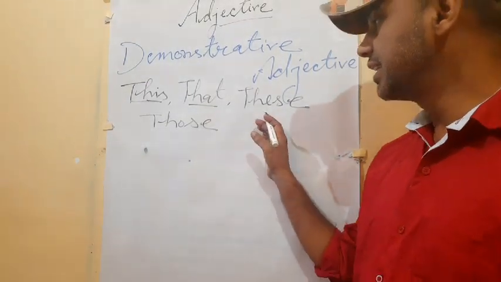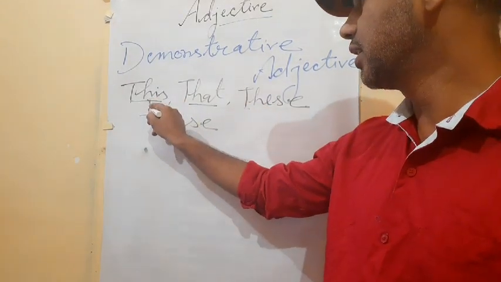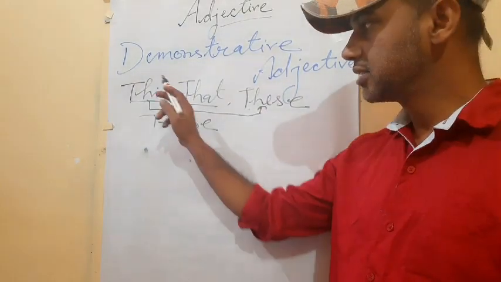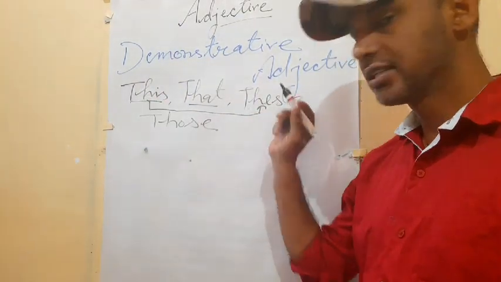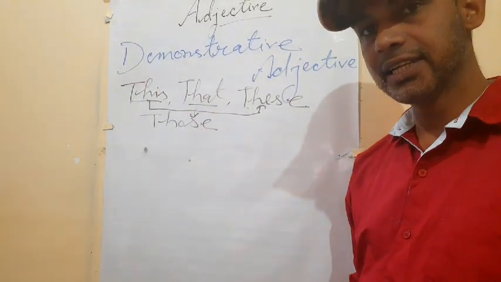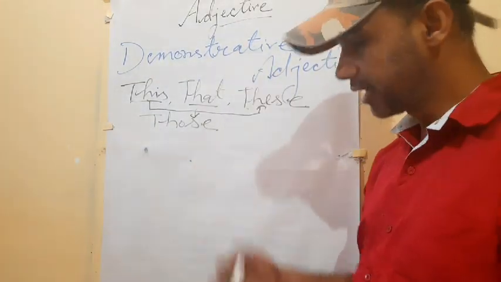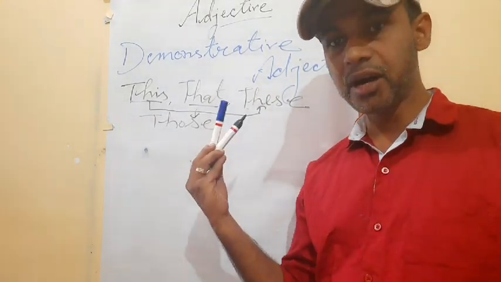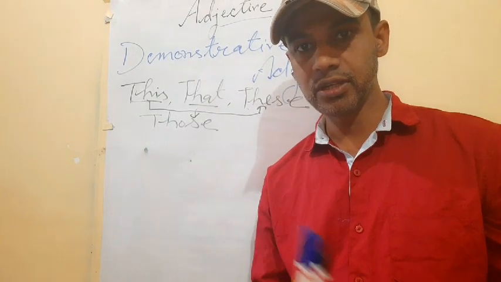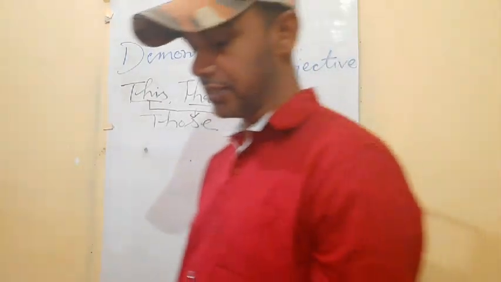Same thing with these and those. This is singular and these are plural. The plural form of this is these, and the plural form of that is those. Is it clear? Those books are mine. These markers are mine. I use these because the markers are very close. Got it? Now examples also.